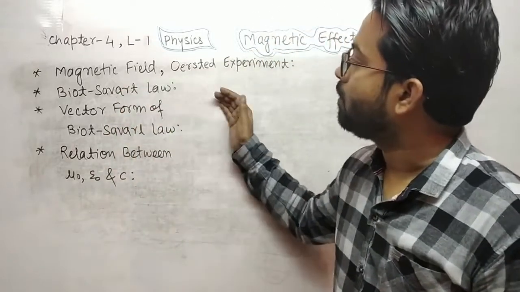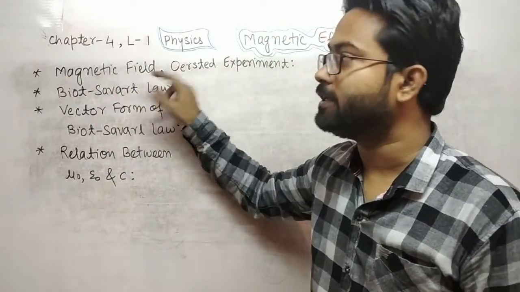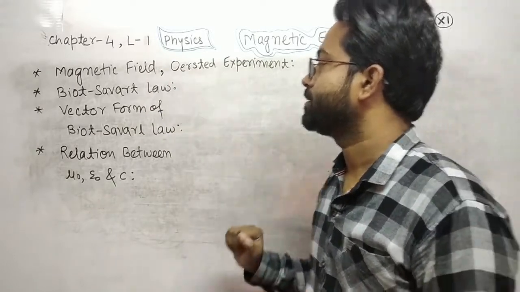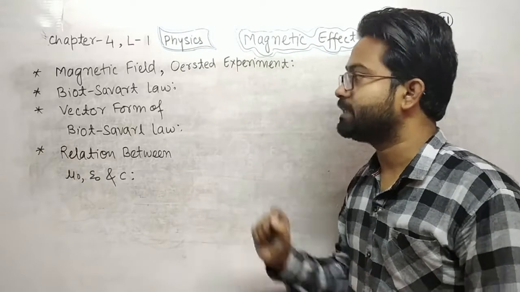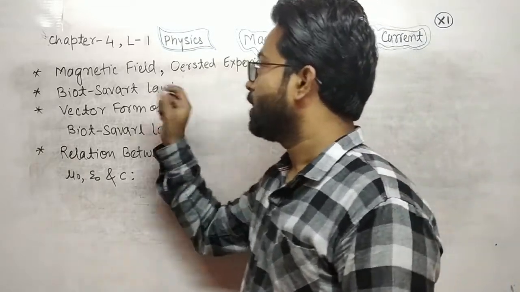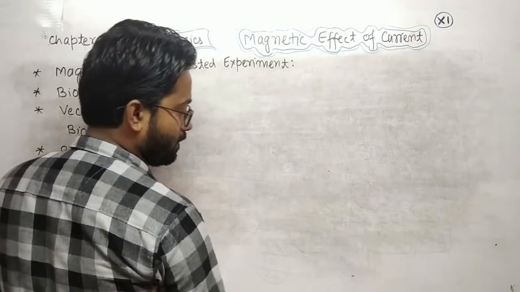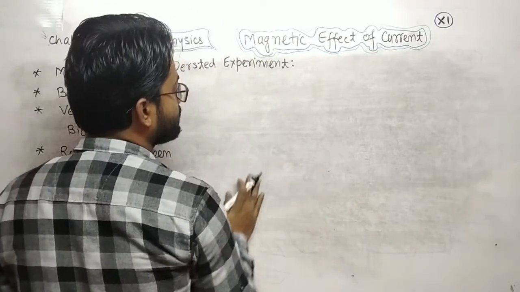First point, what is magnetic field? And then Oersted experiment. This experiment you have studied in class 10th. What is magnetic field? We have discussed in lecture 1 of chapter 1.